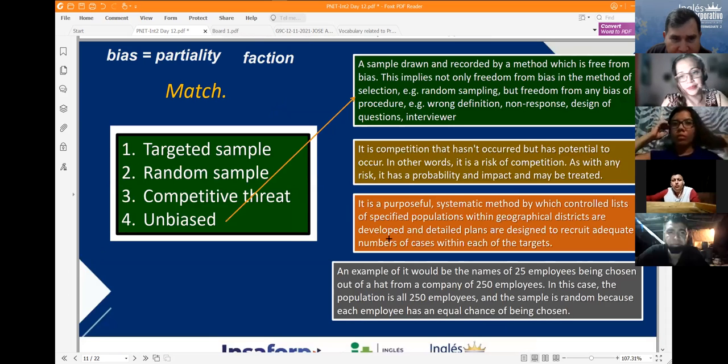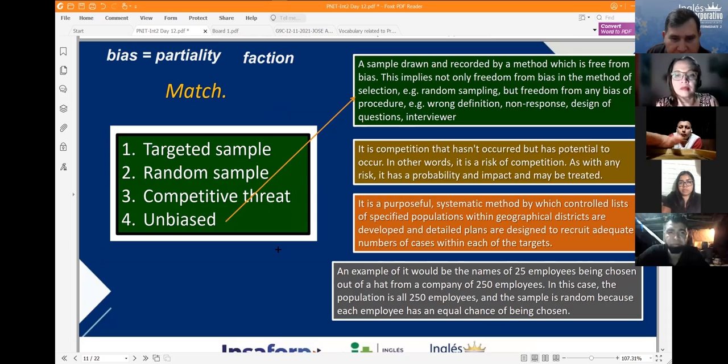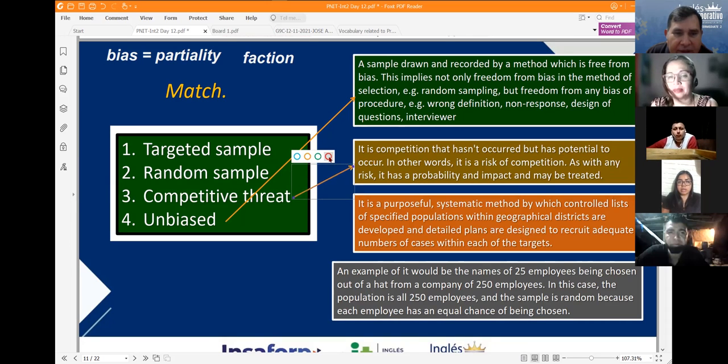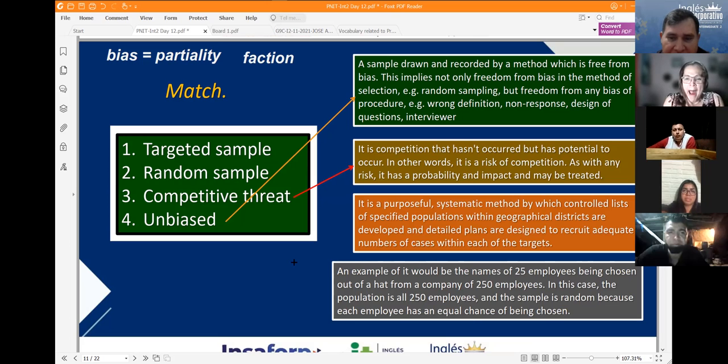What is competitive threat? Competitive threat. Very good. Let's see the correct answer. Okay, the next one. It is a purposeful, systematic method by which control lists of specified populations within geographic districts are developed, and detailed plans are designed to recruit adequate numbers of cases within each of the targets. Number one, right? Targeted.